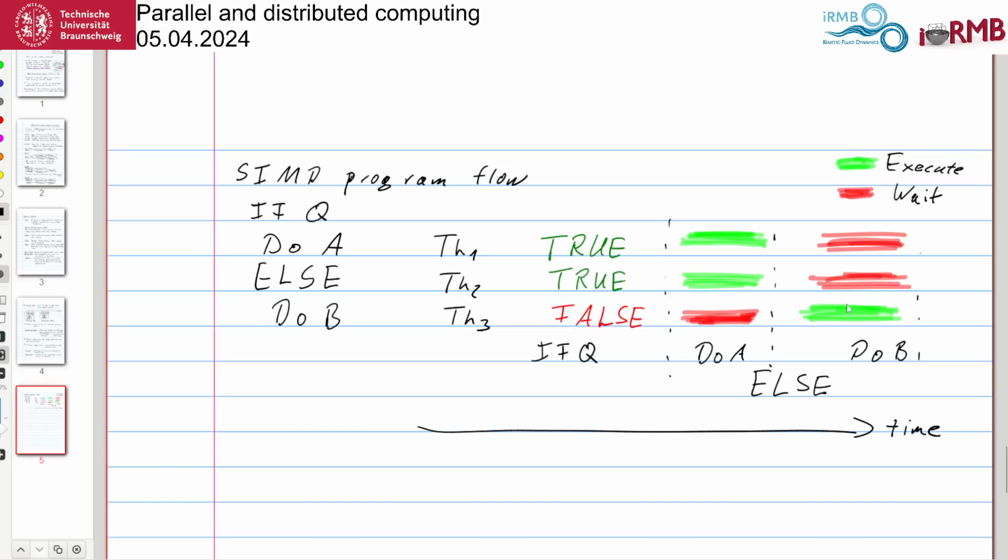Yeah? So the time you need in this way of programming, the time you need to execute a program with a branch is always the time it needs to do both. And of course, if you have lots of nested branching, this can get very, very long. Yeah. So this is something that we have to keep in mind.